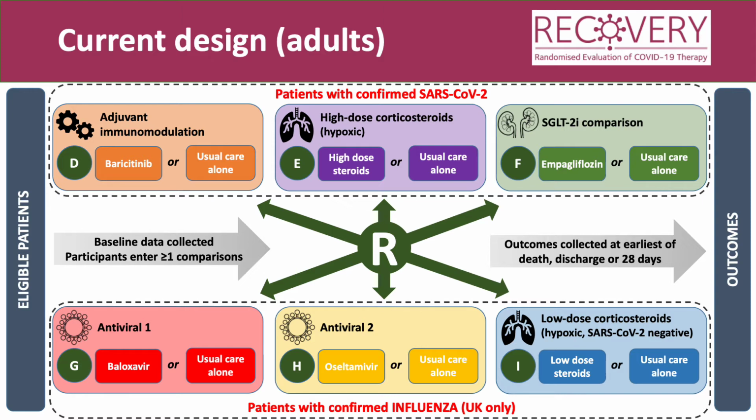Current comparisons are shown here in the coloured boxes, but these will change as new ones are introduced and old ones are removed. As these two viral infections may be clinically similar, patients must now have confirmed SARS-CoV-2 and/or influenza infection to enter the trial, and these results will determine whether they're eligible for the COVID comparisons, shown here at the top, or the flu comparisons, shown at the bottom, or occasionally both if they have co-infection.